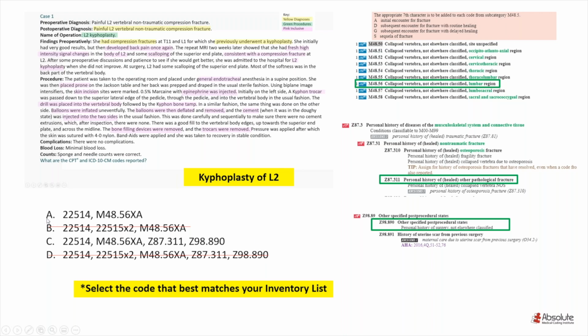So if we look at A, it is only coding for the procedure and the diagnosis, whereas C is coding for the procedure, the diagnosis, the personal history of a pathological fracture, as well as the status post of that procedure. So we're going to eliminate A, and C is our answer.